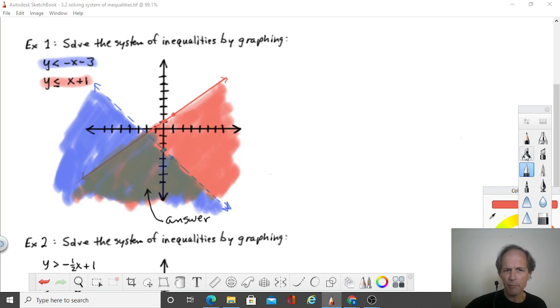Let me go back to the red marker. I didn't really get this done quite well enough. That's the red, the blue, same thing. Okay, you get the idea anyway. So the overlap is the solution, okay? Okay, so that's the first one. Let's look at one more example.